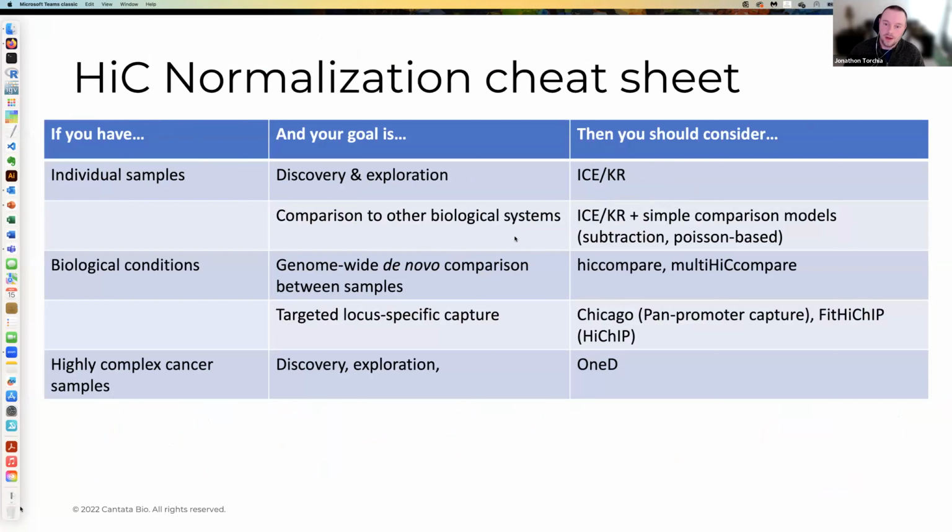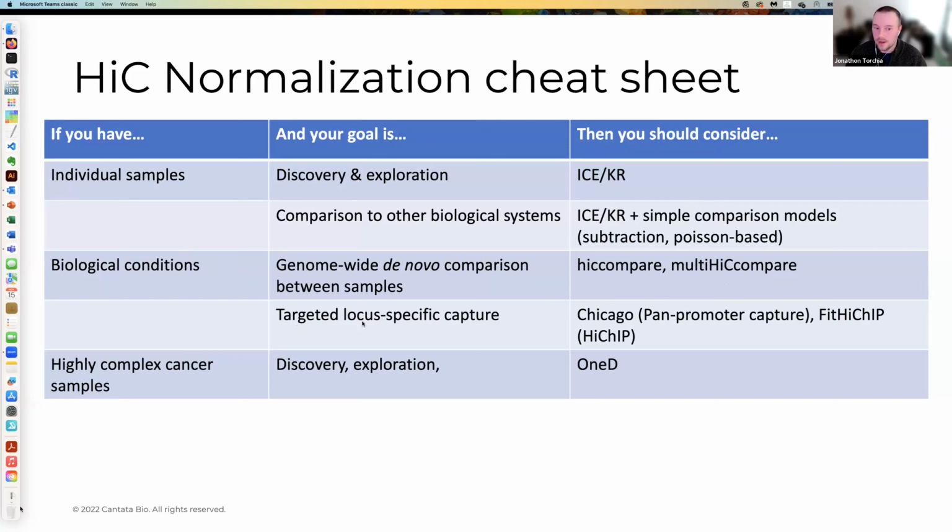When you start comparing to other biological systems, we often can just use a simple comparison, a subtraction, a simple Poisson-based model. When we start introducing biological conditions, say, as you're designing your experiment, you're probably designing, as Miriam alluded to, a wild type versus a knockout, or some sort of cancer A versus a control. Then we start bringing in a joint normalization, because we want to do a specific genome-wide de novo comparison between conditions that were profiled in the same way. So HiCcompare and multiHiCcompare handle that type of analysis.